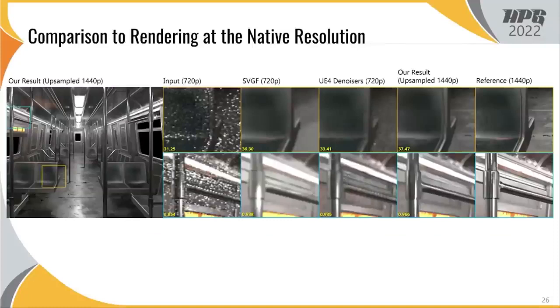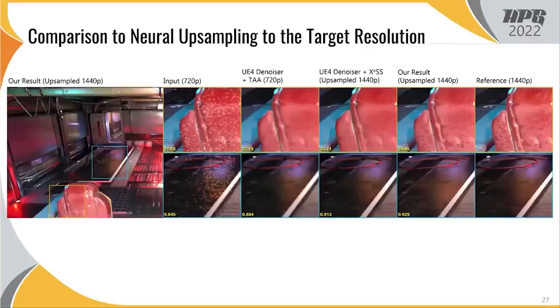When we compare with denoisers running at native resolution, we consistently see better reconstruction with our technique, while also producing a higher resolution output. To compare with neural upsampling techniques, we apply XeSS to Unreal Engine 4 denoiser results. XeSS brings a lot of image details compared to traditional TAA techniques, but our network outperforms at reconstructing high-frequency details as shown in the top row.